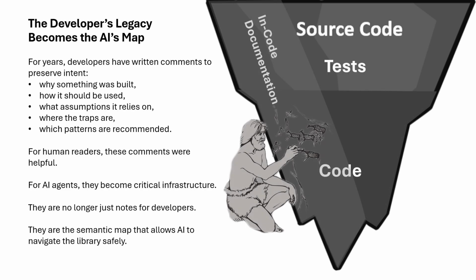For decades, developers have left important context inside the code. Comments explain why something exists, how it should be used, what assumptions it relies on, and what traps to avoid. Historically, these comments were mainly written for other developers.